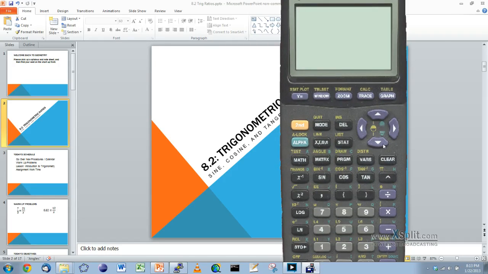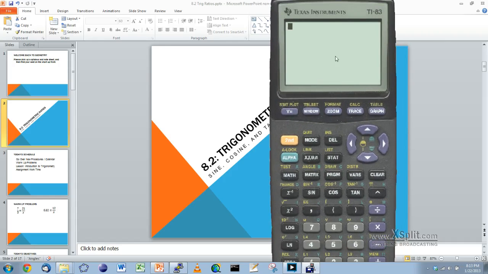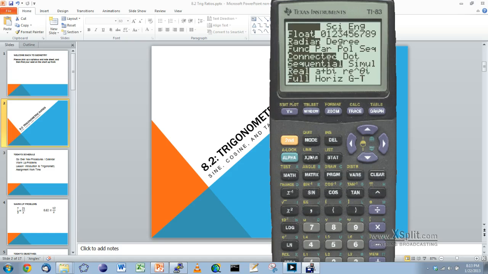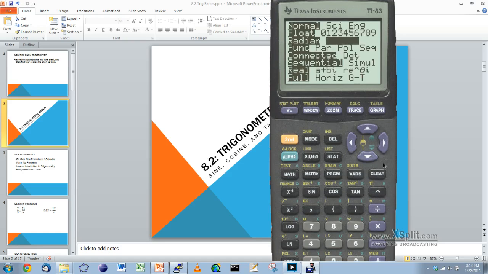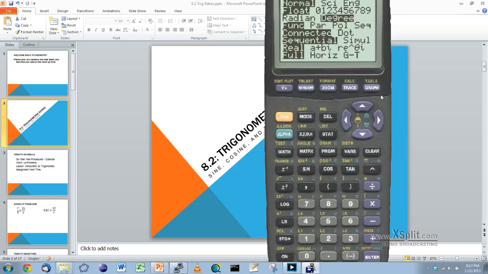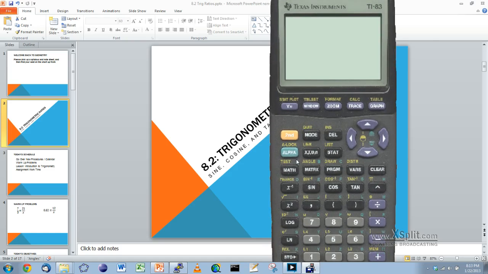If you are using a graphing calculator like the TI-83 that I have here, a TI-84, 85, whatever you're using, if you hit the mode button up top, please make sure if you scroll down that you are in degree mode. That's going to be really important. If you're in radian mode, you're going to get some weird answers.